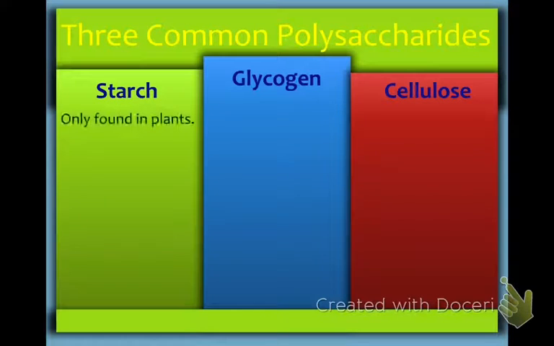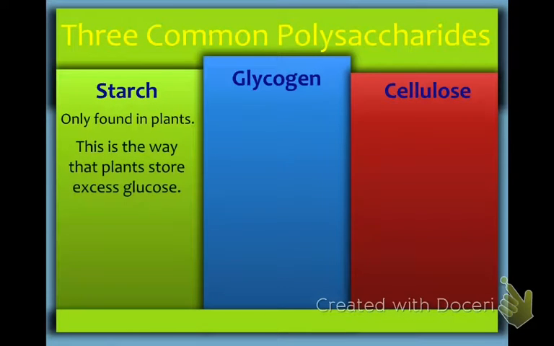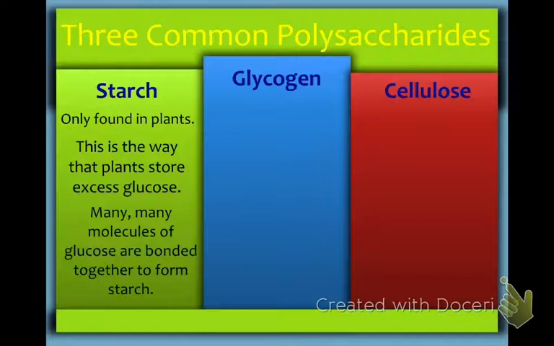Starch is only found in plants. What plant is a very starchy plant? Someone shouted out, potatoes. Yes, that is one of the best examples. Corn is technically very starchy also. This is the way plants store excess glucose. So if the plant has been doing photosynthesis, it's making all of this sugar, and it has no need for it yet, it will store it in the form of starch. That's why potatoes are so delicious.